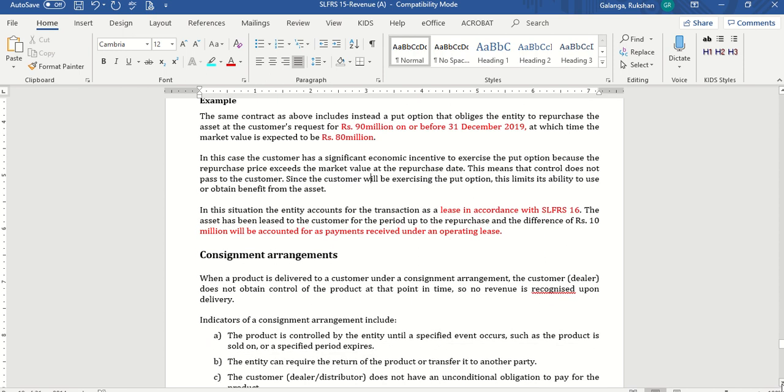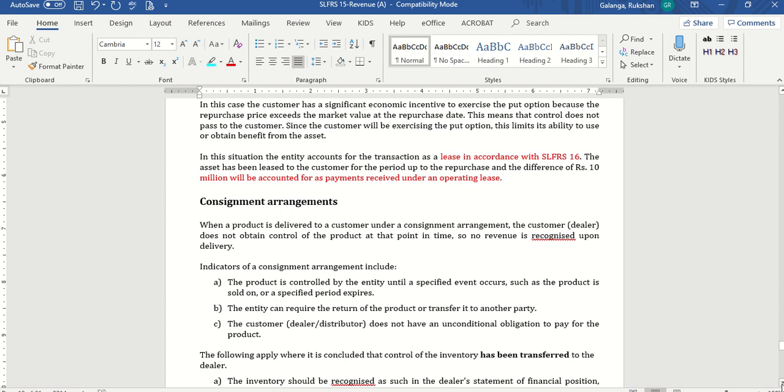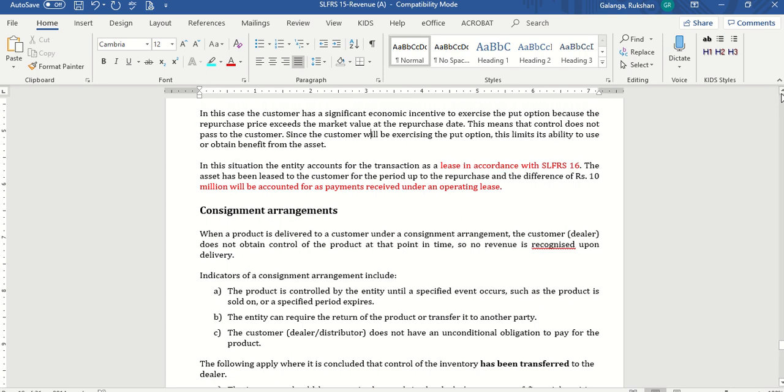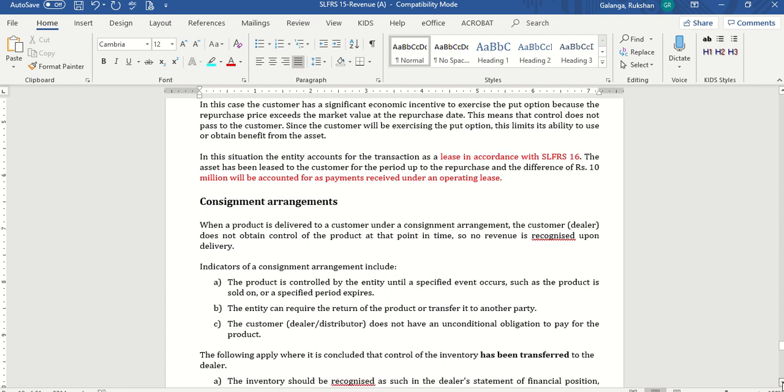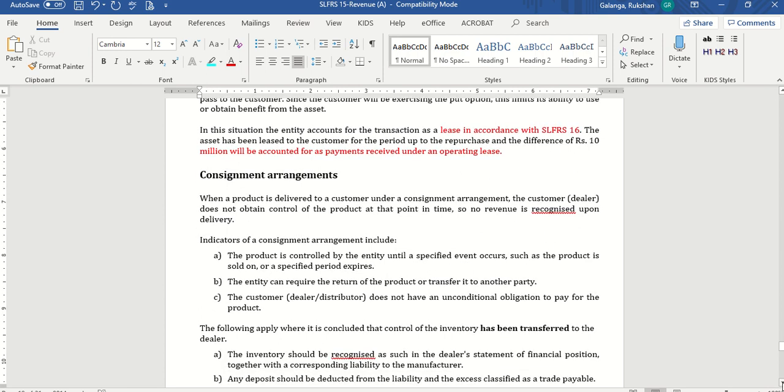So that is the second subtopic under these special scenarios. The next part we are going to discuss is consignment arrangements. Consignment means on a sale or return basis, right? Consignment arrangements. So what do we have to learn under the consignment arrangement?